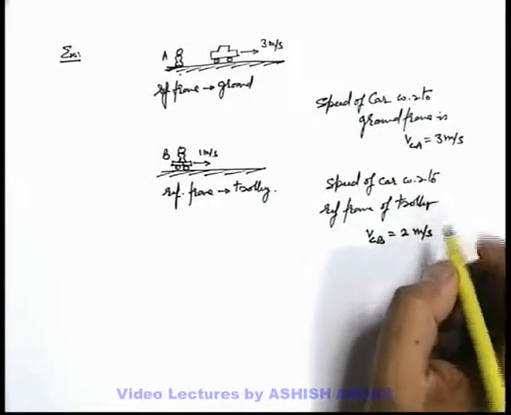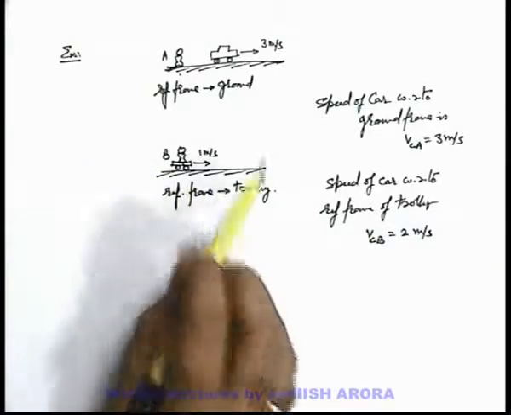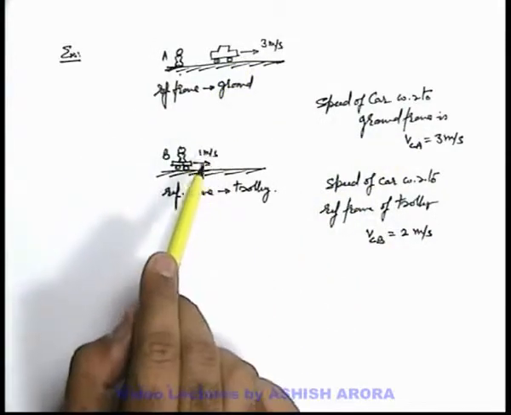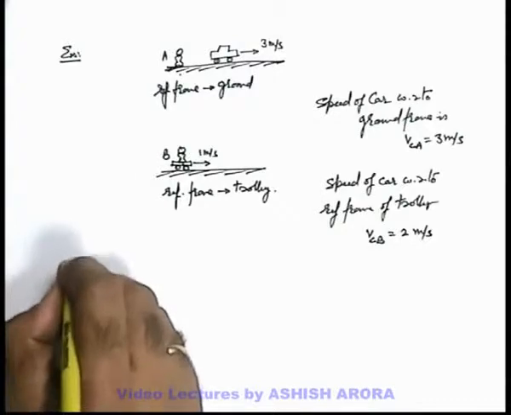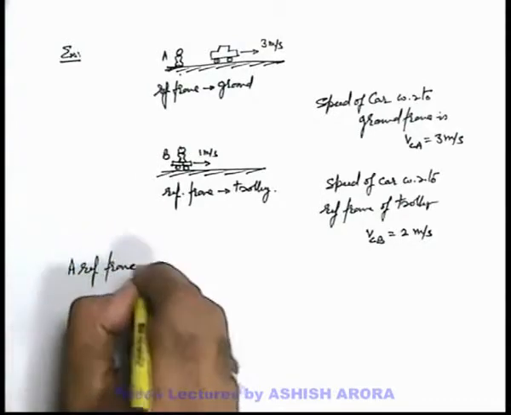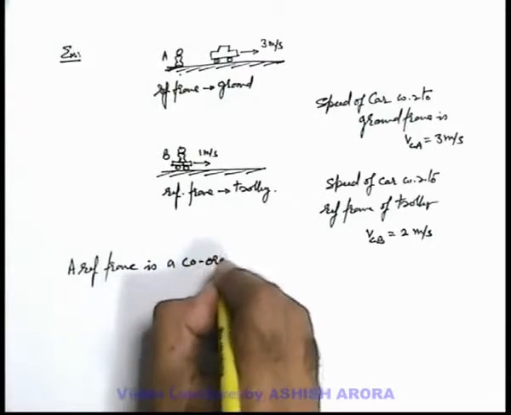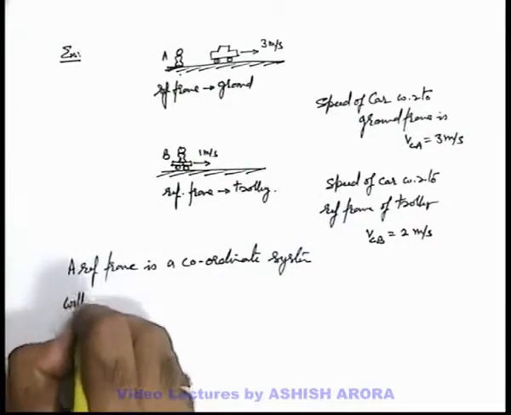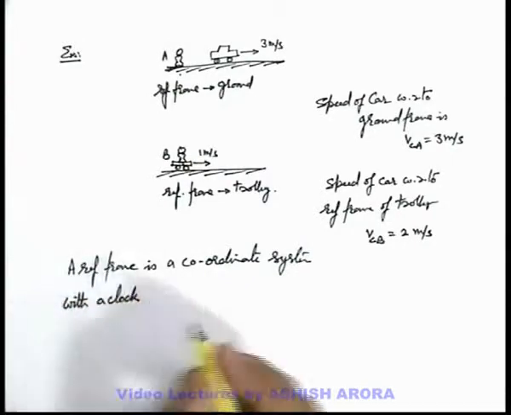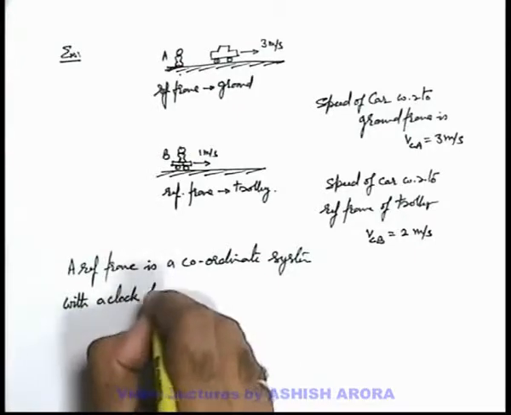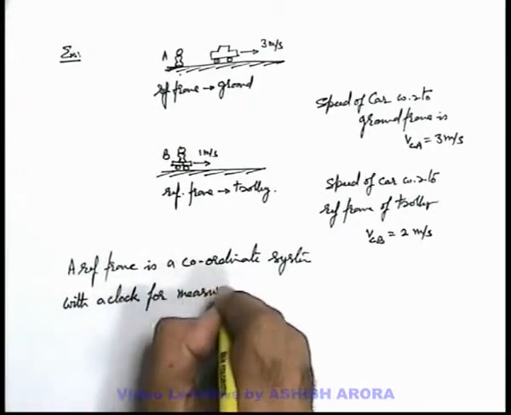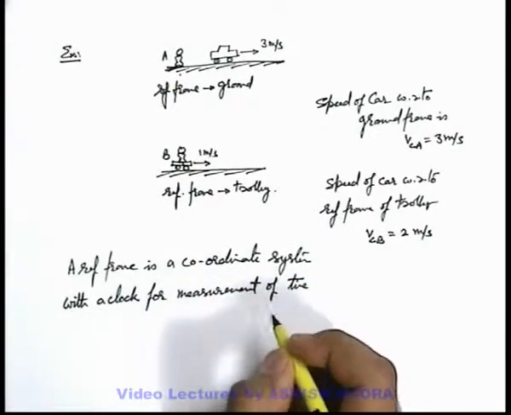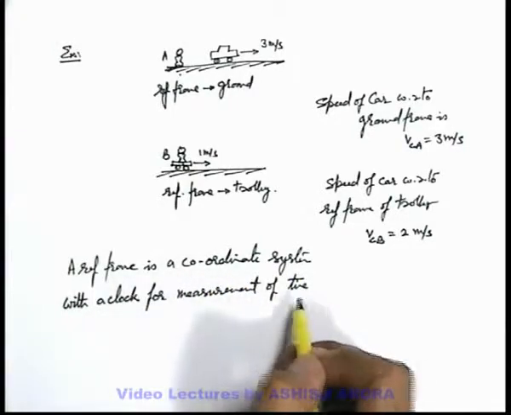So we can see that with respect to various frames of observation, the motion parameters, like the velocity of this car here, are measured differently. So we can simply state that a reference frame is a coordinate system with a clock, and all motion parameters are related to time. A coordinate system with a clock for measurement of time.